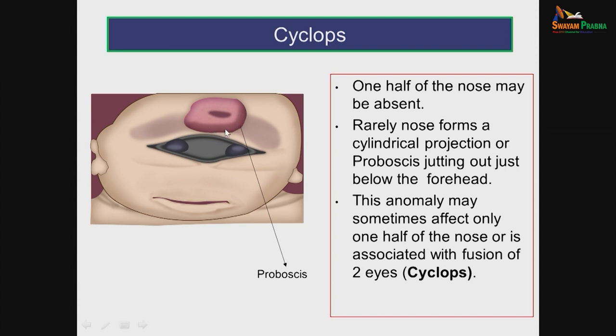This anomaly may sometimes affect only one half of the nose, or it is associated with fusion of the two eyes. You can see that there is fusion of two eyes. This condition is called cyclops, and this is the proboscis. The nose forms a cylindrical projection jutting out just below the forehead, and sometimes it is associated with fusion of both eyes, which is called cyclops.